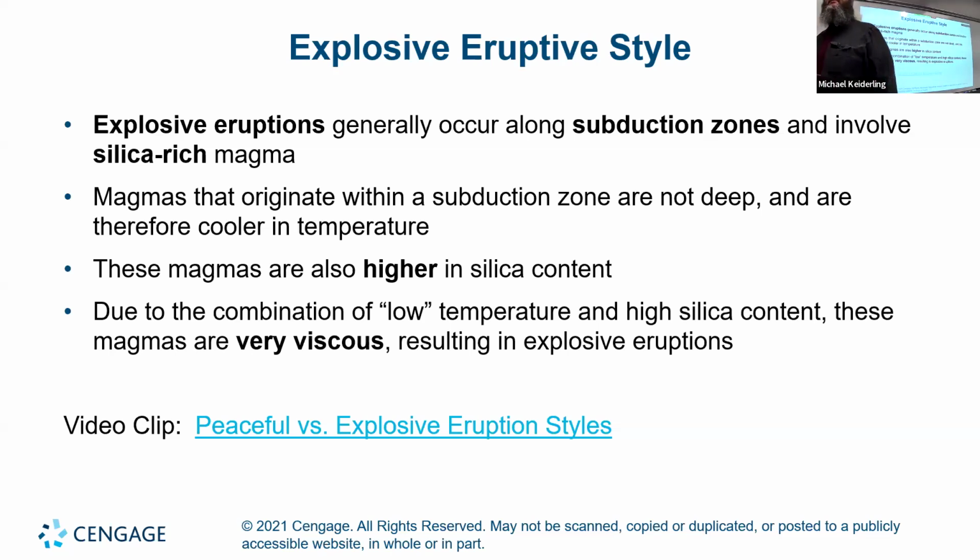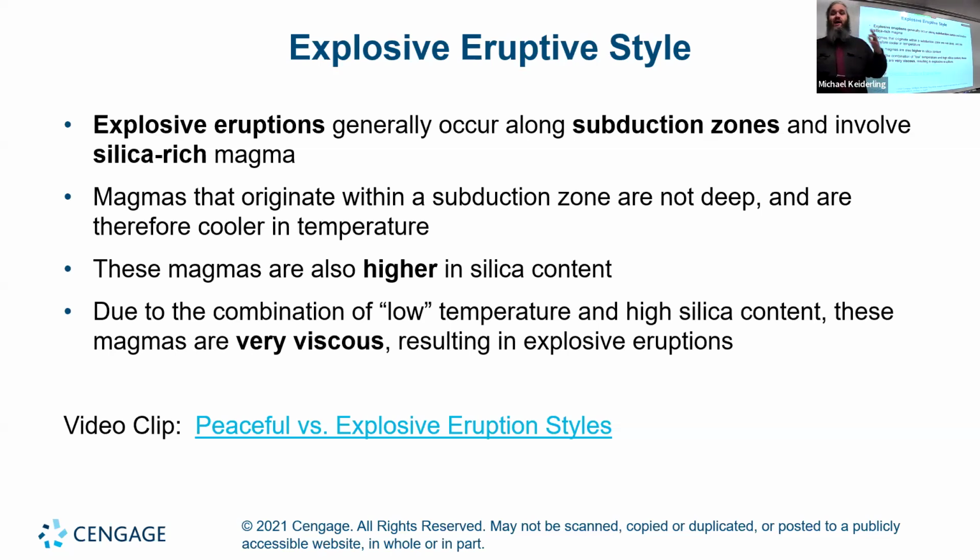Magmas that originate in the subduction zone are made from melting that subducting plate, so they're not very deep and they're therefore cooler in temperature. They're also higher in silica content. And due to the combination of low temperature and high silica content, these magmas are very viscous, resulting in explosive eruptions.